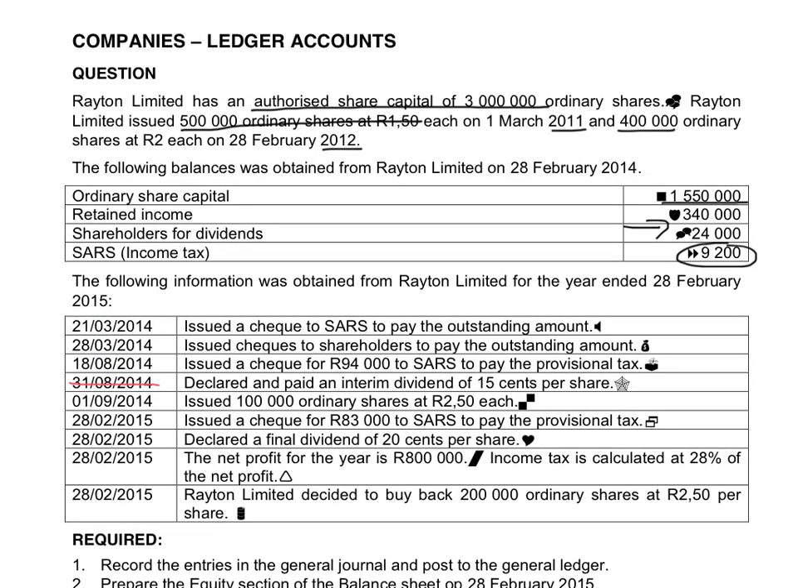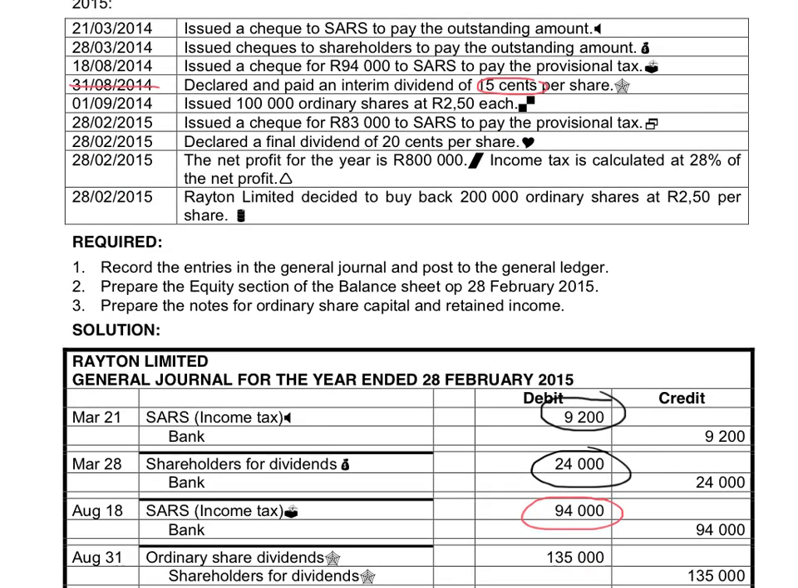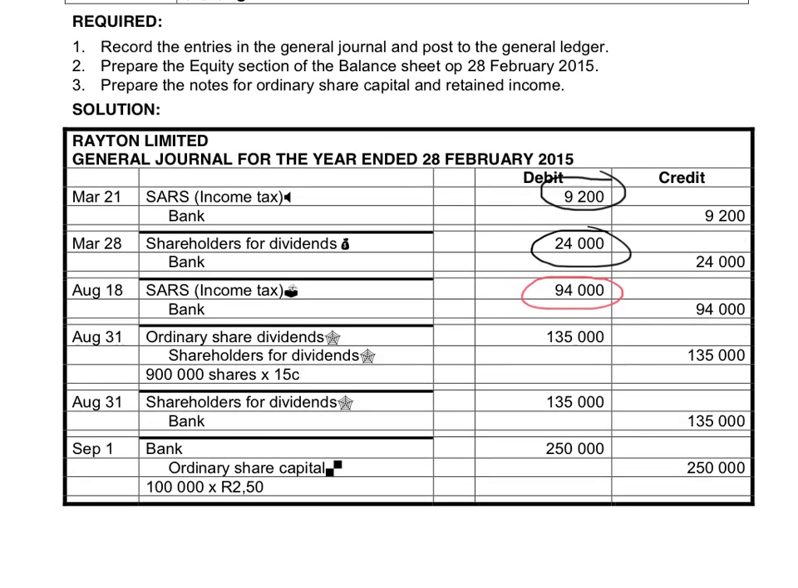So if we look at the shares issued in previous years, it was the 500,000 and the 400,000 that was issued in previous years. So that gives me 900,000 rand. And they tell us that they will pay a dividend of 15 cents per share. So it means on that 900,000, we will calculate 15 cents per share. So I will take the 900,000 times 15.